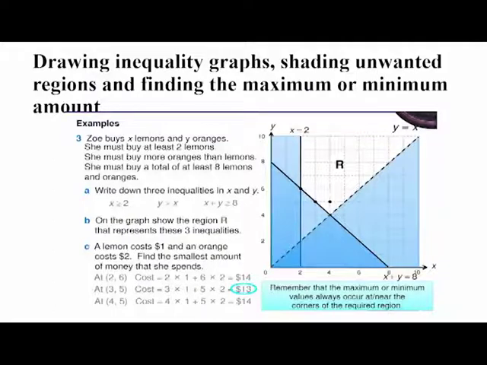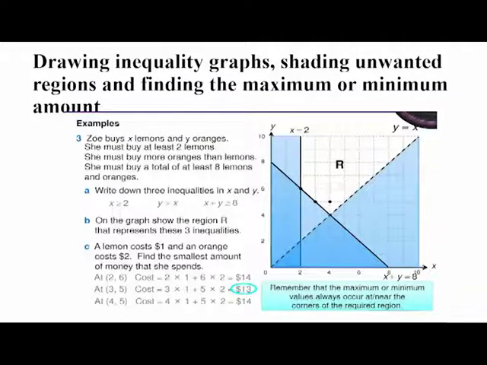Then C said a lemon costs $1 and an orange costs $2. Find the smallest. Now we are talking about the minimum here. Sometimes it says smallest, greatest. It depends. Is the question asking you to get the minimum, the maximum, or maybe both? So read the questions so that you know what the question is.